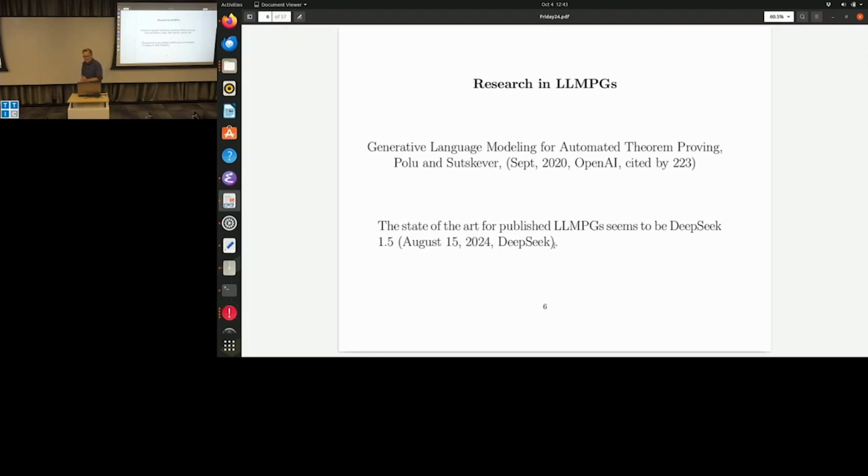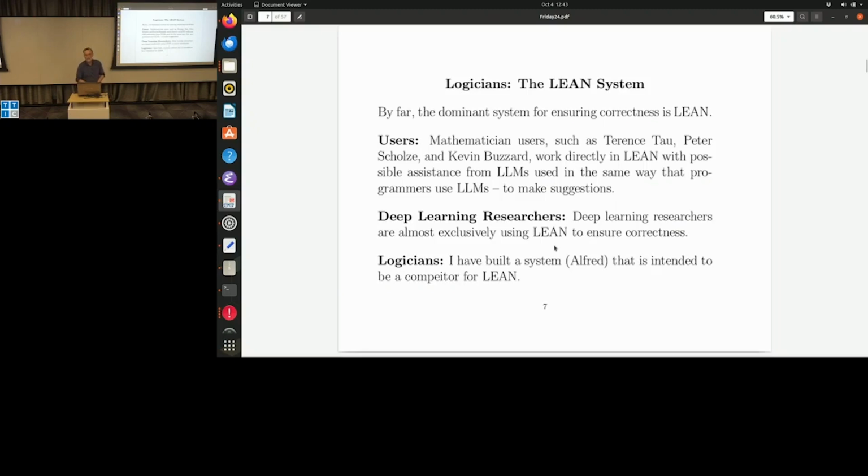The state of the art among published papers is something that just appeared in August called DeepSeek 1.5. And that's a Chinese company. That's a nice published paper, so we know what is under the hood there. So I'm going to talk a little bit about that. Logicians. So there are three communities, right? The mathematicians, the deep learners, and the logicians.